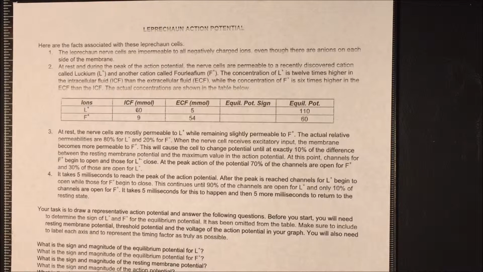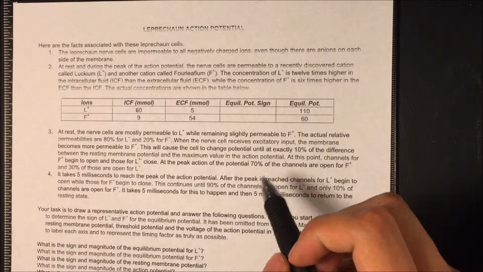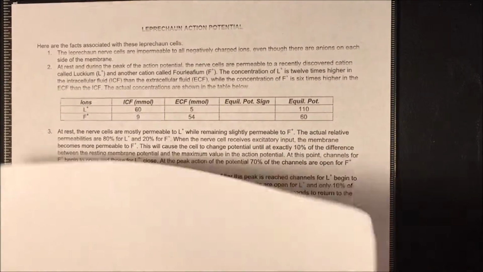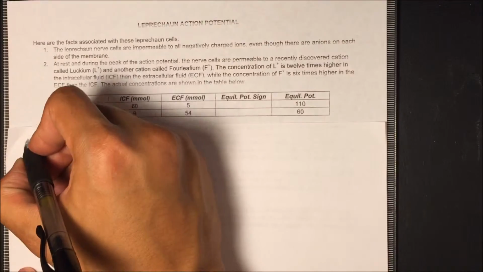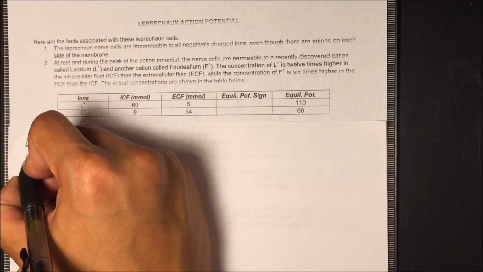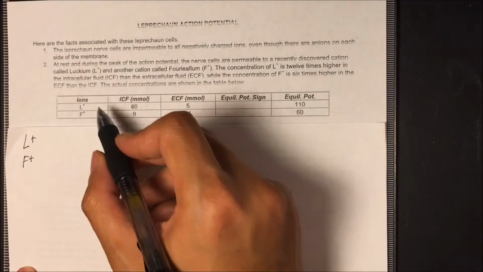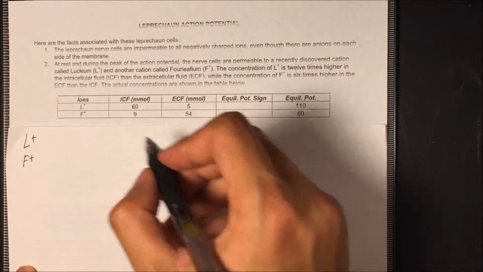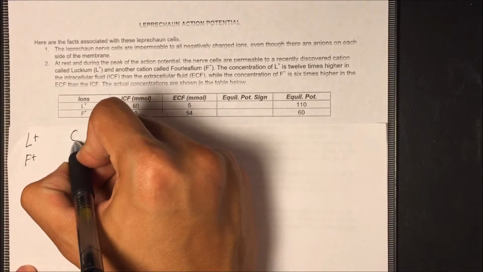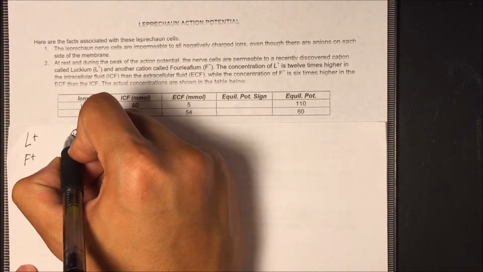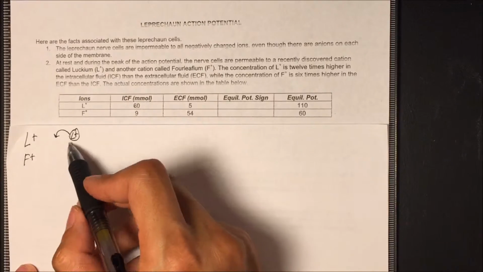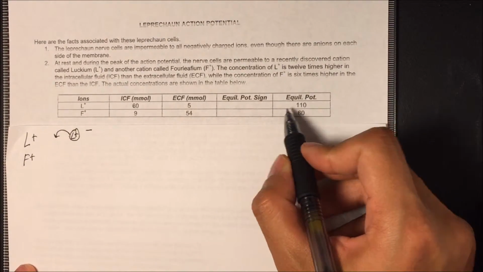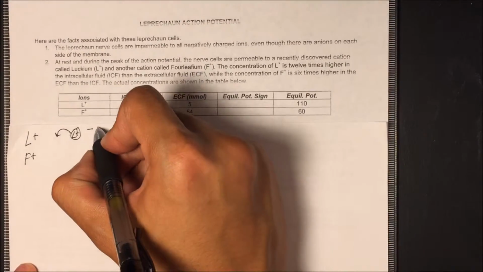Just like the previous exercises, the first thing we're going to do here is try and find the equilibrium potential sign. So now we have L plus and F plus. For L plus, since we have more inside the intracellular fluid, it's going to want to go outside. So it's going to look like this. Since more positive charge is going to leave the cell, it's going to become more negative. So the equilibrium potential sign is going to be negative 110.